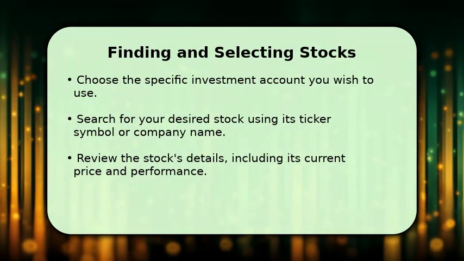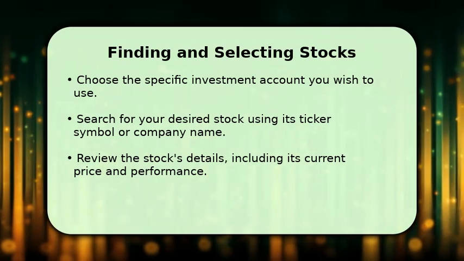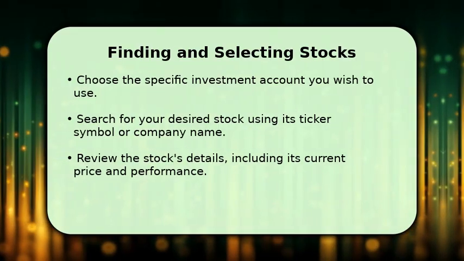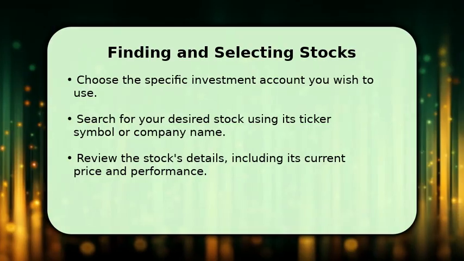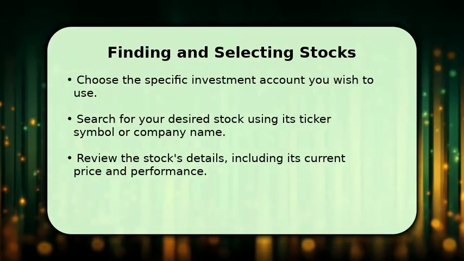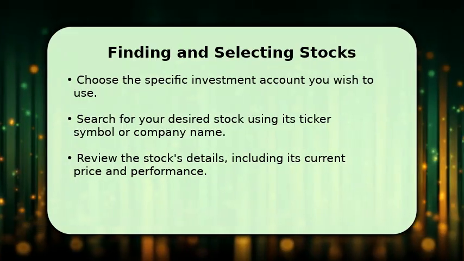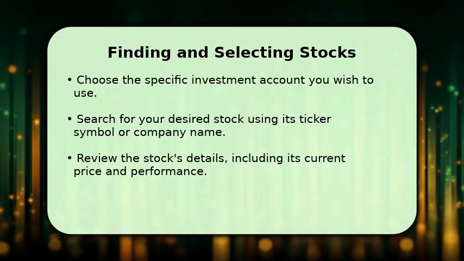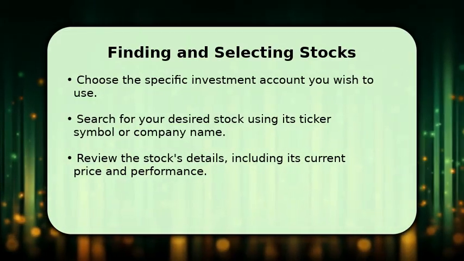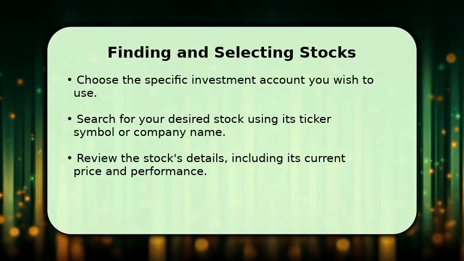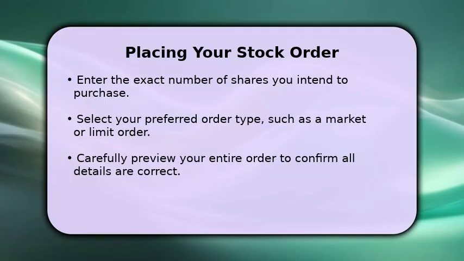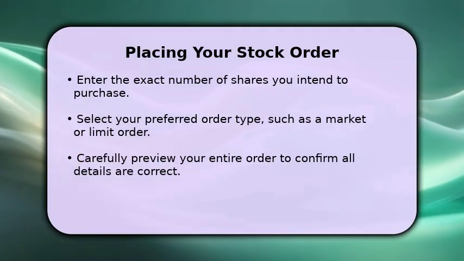Now let's find the stock you want to buy. First, select the specific investment account you'll be using for this trade. Then, use the search bar to find your chosen stock. You can type in the company's ticker symbol, like AAPL for Apple, or its full name. Once found, tap on it to view detailed information, including its current market price and other relevant data, helping you make an informed decision.